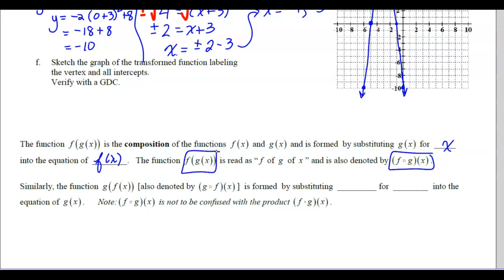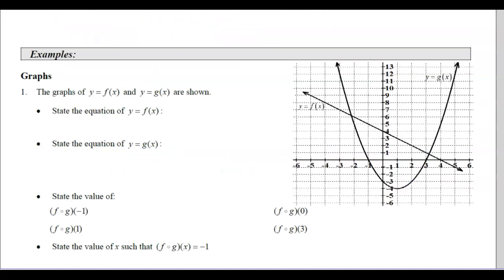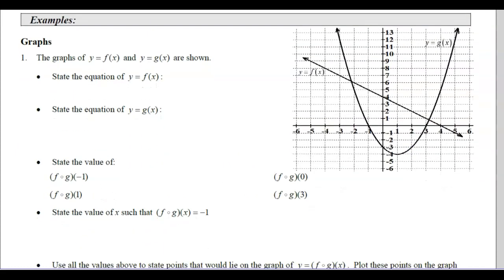Vice versa, we could go g of f of x. So it's just switching the order. So that one we'd be substituting f of x or x into g, and don't confuse it with the product. So that's just an overview of what we do. Now we're actually going to do some work with it, and we're also going to look at the domain, just like we did with operations.